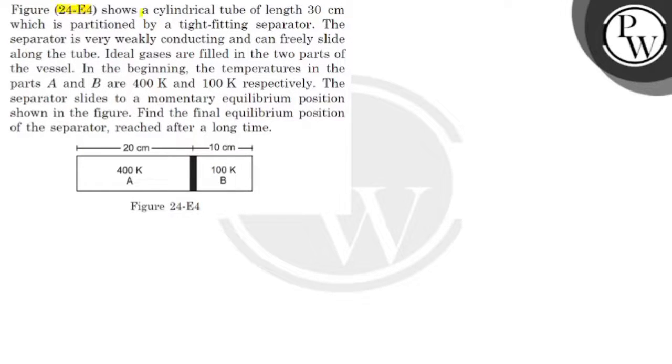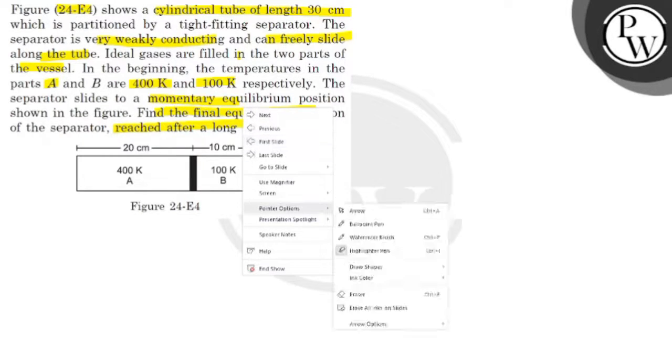Figure 24E4 shows a cylindrical tube of length 30 cm which is fitted with a tight fitting separator. The separator is very weakly conducting and can freely slide along the tube, and ideal gas is filled in the two parts of the vessel. In the beginning, the temperature of A is 400 Kelvin and B is 100 Kelvin. The separator slides to a momentary equilibrium position shown in the figure. Find the final equilibrium position of the separator reached after a long time. So let's start the question.